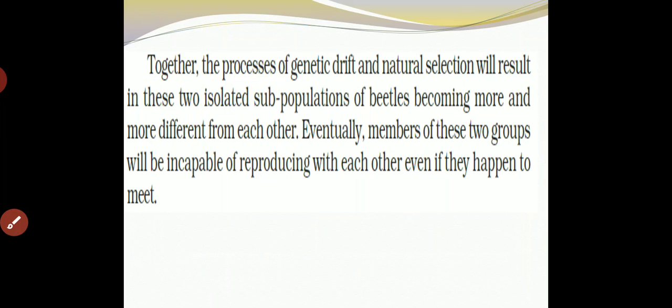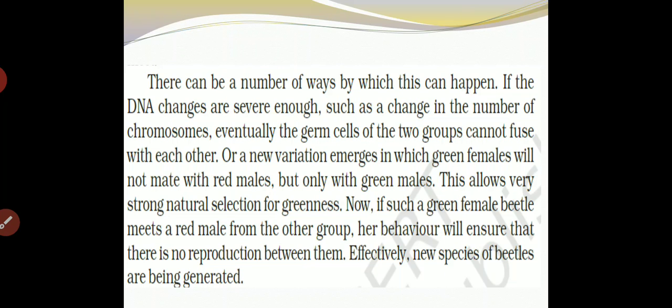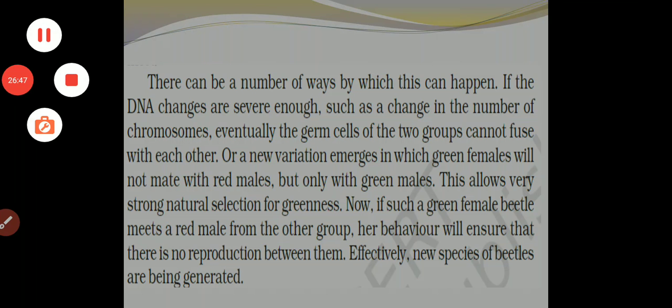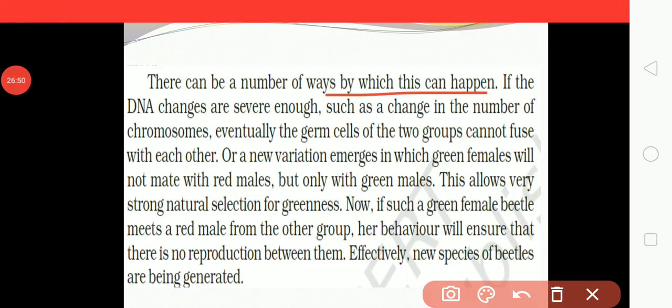So together, the processes of genetic drift and natural selection will result in these two isolated subpopulations of beetles becoming more and more different from each other. Eventually, members of these two groups will be incapable of reproducing with each other, even if they happen to meet. There can be a number of ways by which this can happen.